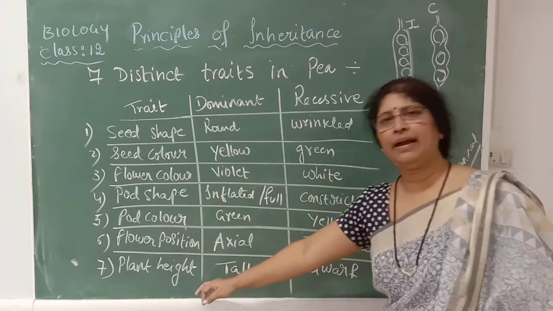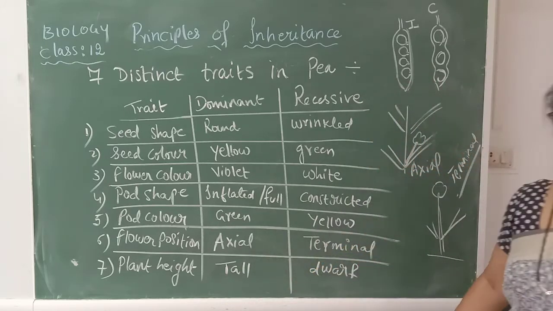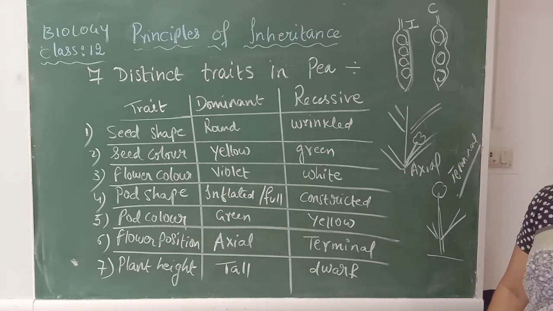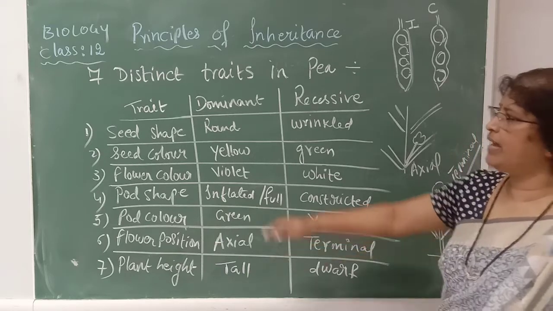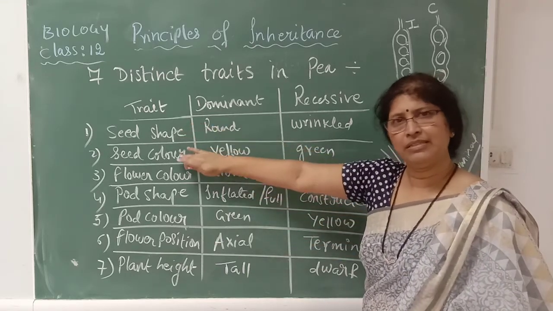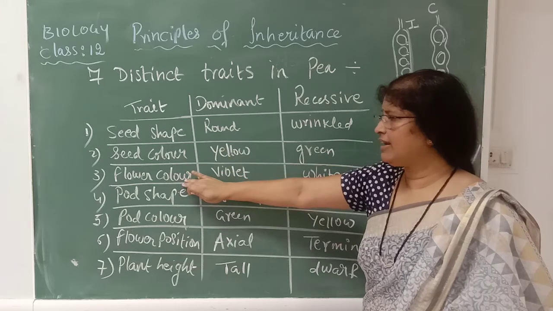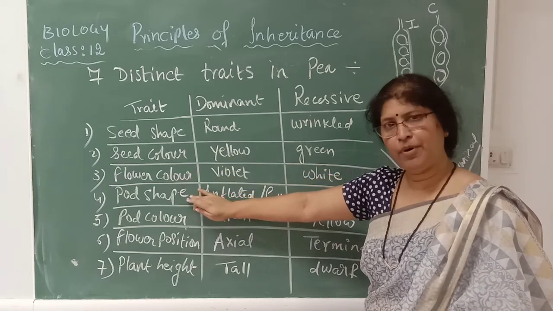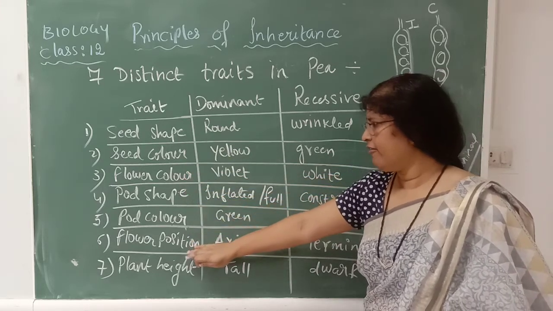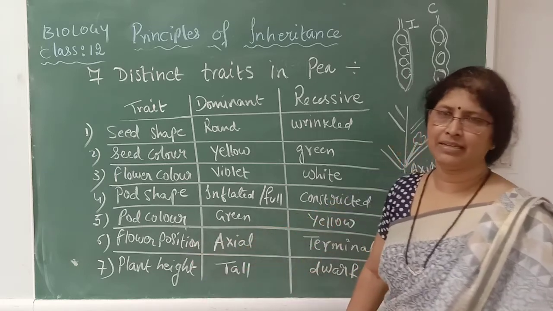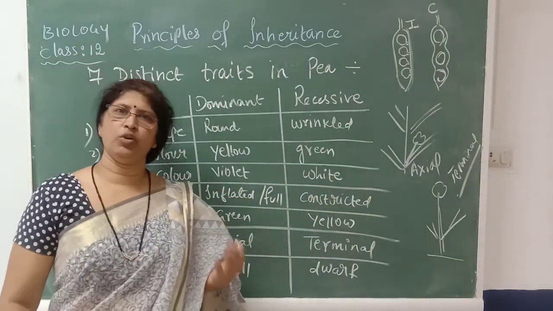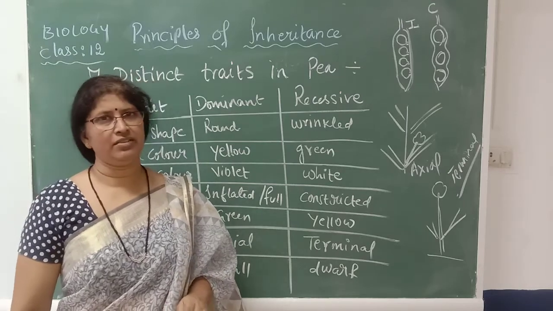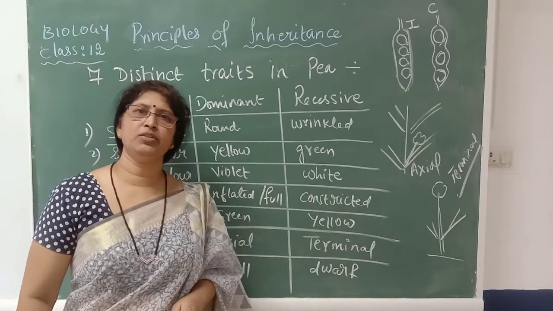Then coming to the plant height, tall is dominant over dwarf. So the 7 characters which he studied or took into consideration during his experiments were seed shape, seed color, flower color, then pod shape, pod color, then flower position and plant height. So I just hope you remember these 7 traits, and also remember which was dominant and which was recessive. Accordingly it will become very easy to do the crosses.